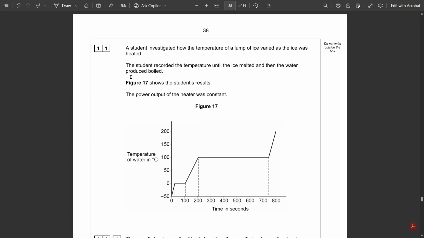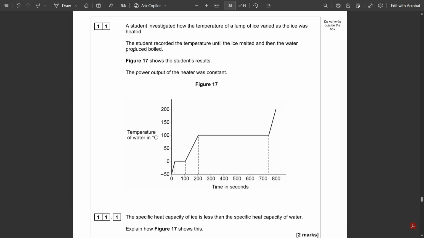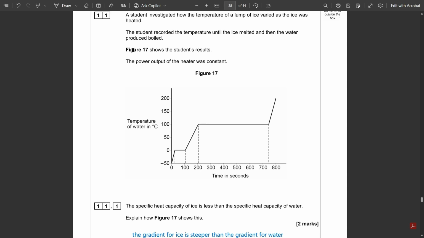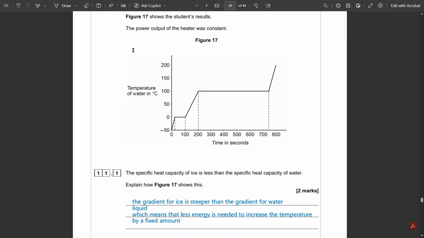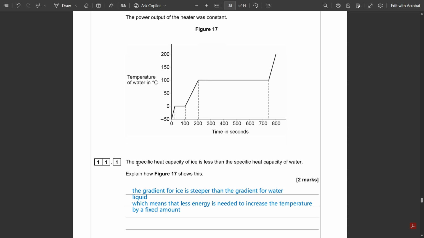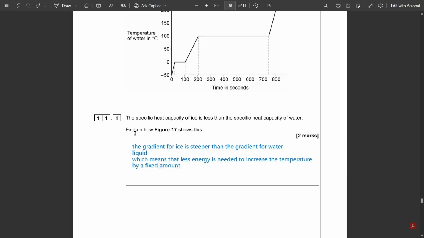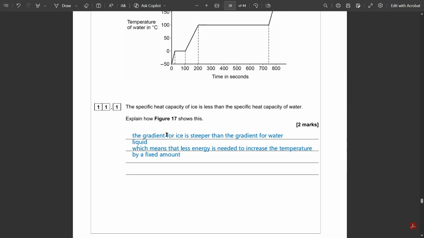The student investigated how the temperature of a lump of ice varied as the ice was heated. The student recorded the investigation until the ice melted and then the water produced boiled. Figure 17 shows the student results. The power output of the heater was constant. The specific heat capacity for ice is less than the specific heat capacity of water. Explain how figure 17 shows this. Well, the gradient for ice is steeper than the gradient for liquid, which means that less energy is needed to increase the temperature by a fixed amount, aka the specific heat capacity is less.